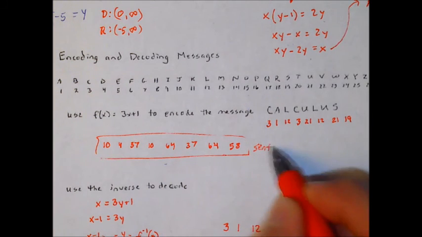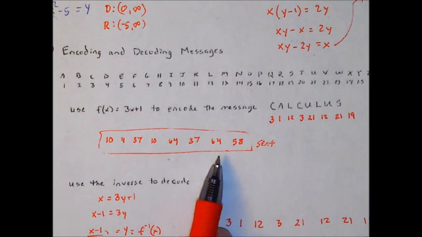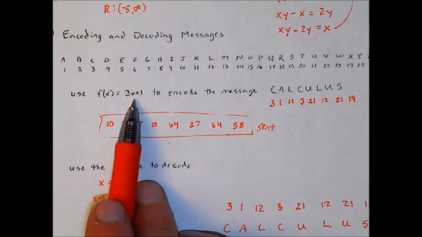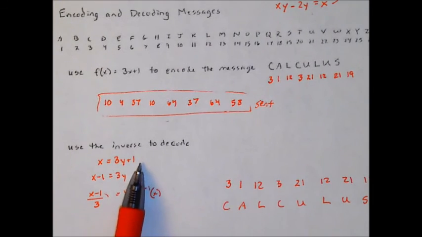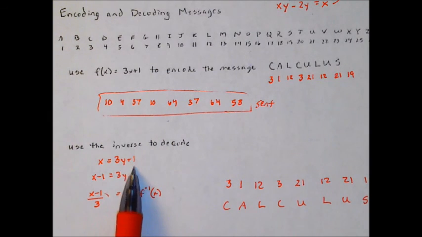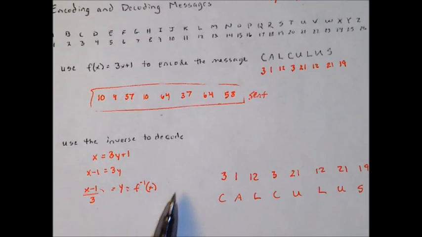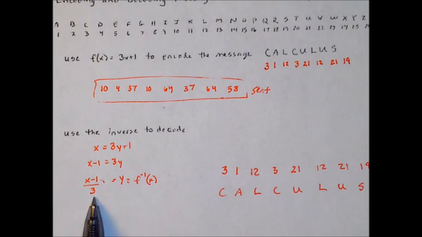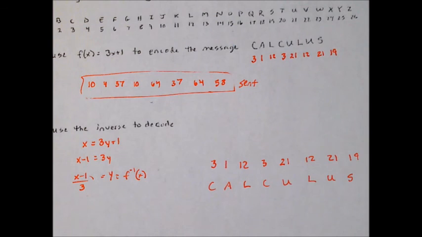Now, if somebody intercepts that, they're not really going to know what that means. But if I get the message and I knew what this was, I can find its inverse. So switch the x and the y from this and subtract and divide. So if I know this, now if I get the message, I can plug this in. 10 minus 1 is 9, divided by 3 is 3. 4 minus 1 is 3, divided by 3 is 1. 37 minus 1 is 36, divided by 3 is 12. Okay, so you notice we're getting the same letters back that we started with, right? So we decoded our message there.